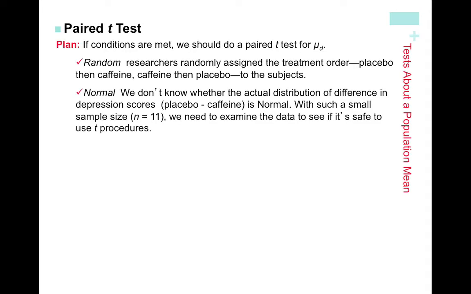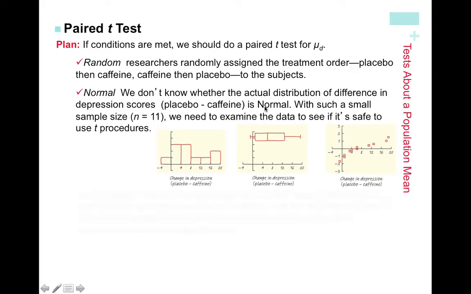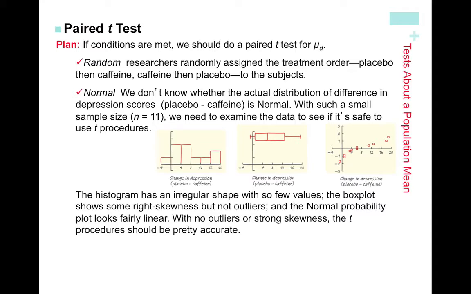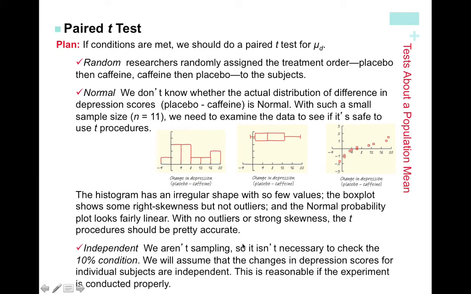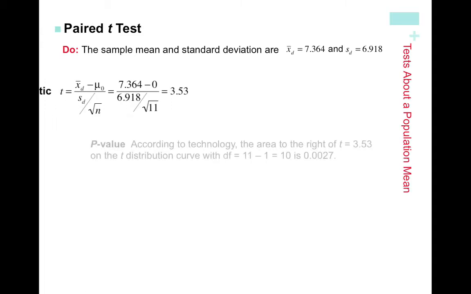Alright, so then to go through the conditions again, the random condition is met. They looked at a graph, and they're just saying here there's no outliers or strong skewness, so they think that the T procedure will be okay. It says that there is no sampling, so it isn't necessary to check the 10% condition. I think you would be okay if you checked the 10% condition here, though.